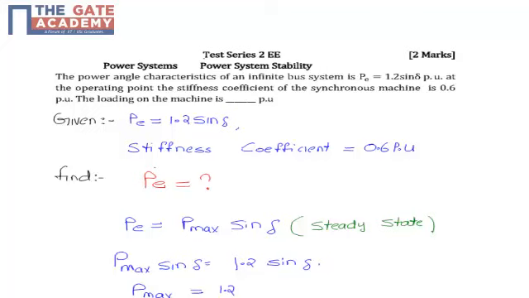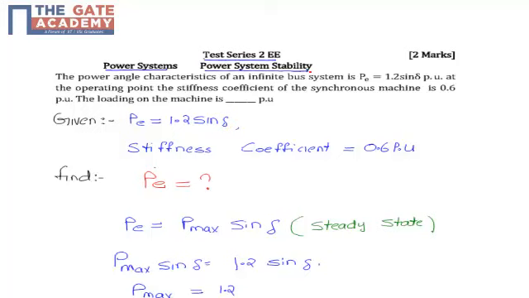Hello students, this question is taken from test series 2 EE from the subject power systems, from the topic power system stability. In the given question, the power angle characteristic of an infinite bus system is given as PE equals 1.2 sin delta, which is nothing but the electrical power output of the generator.